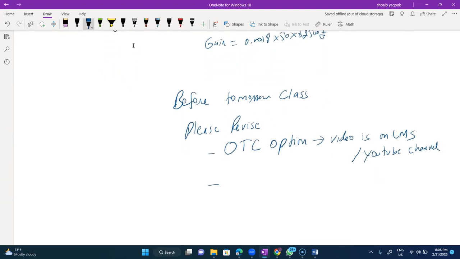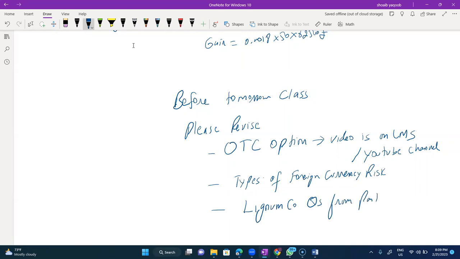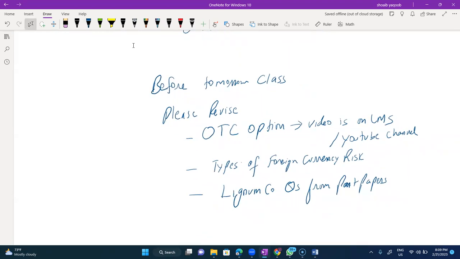Second thing, please revise types of foreign currency risk. Please solve the Lignum company question from past papers. Guys, please take a screenshot of this. Okay, this is for tomorrow.